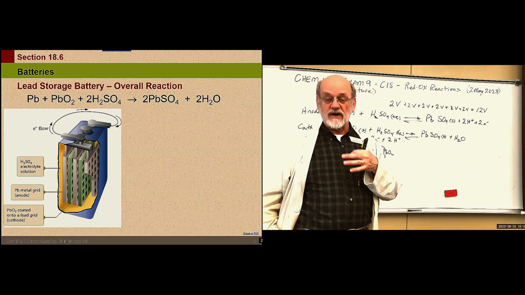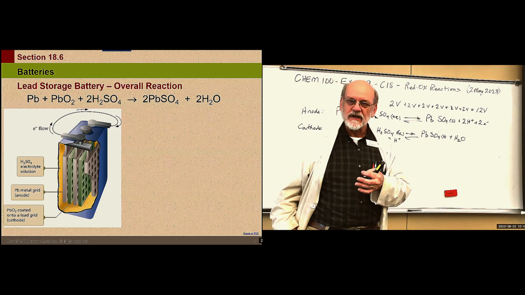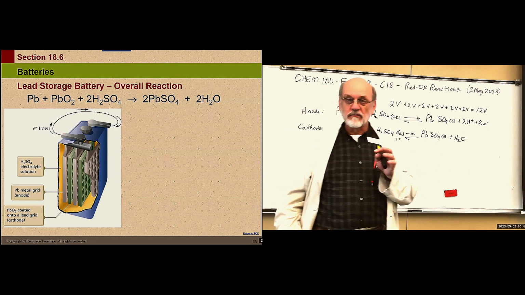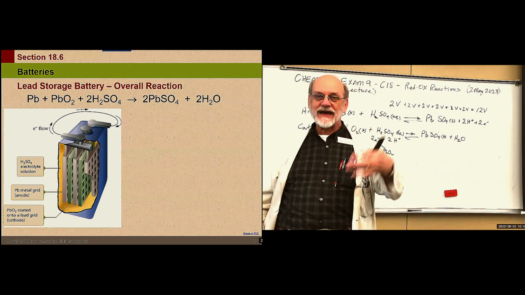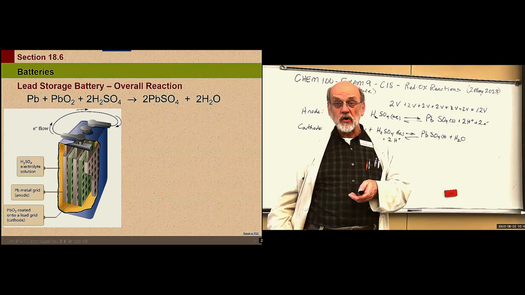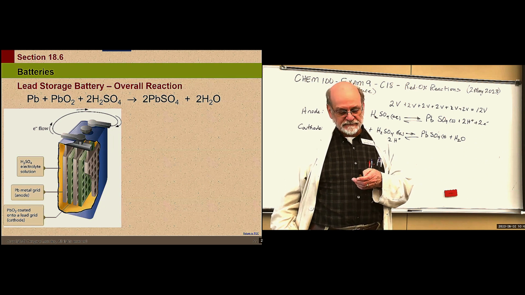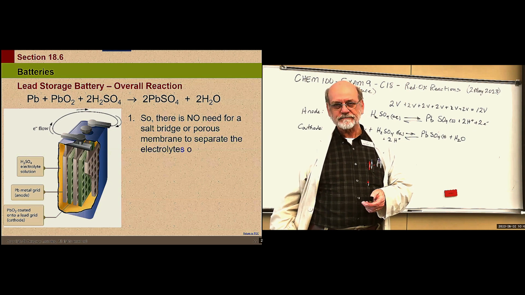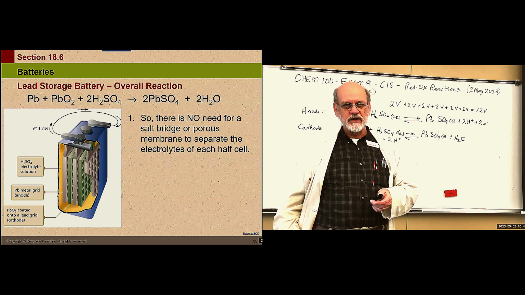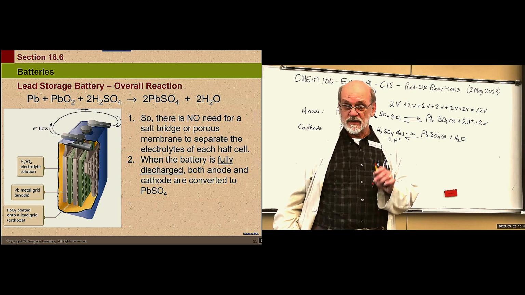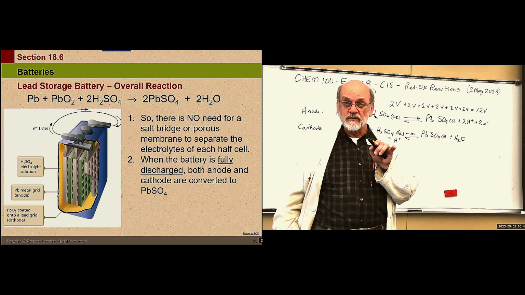They're also more forgiving on recharge. Right? They're designed so that the solution can get at the plate, and it's more difficult for the process to sulfate out your battery. So the newer batteries are much better, longer lived because of that. Right? No need for a salt bridge or a porous membrane, right? Because the two plates, the anode and cathode electrodes, are in the same solution.